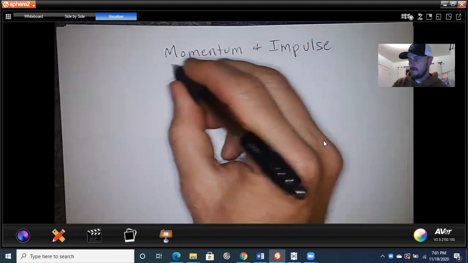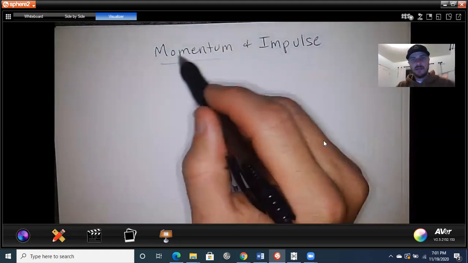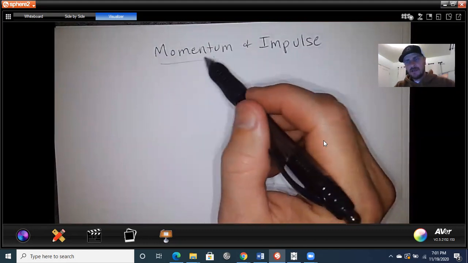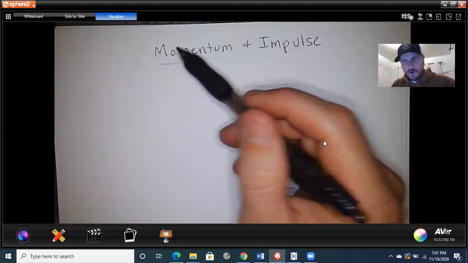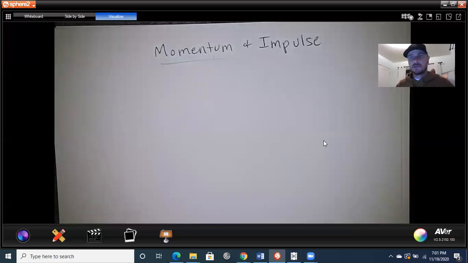And this idea of momentum is such a fundamental idea in physics, and you might already have some understanding of what this is. When you think about momentum, you hear terms like, hey, that team's got a lot of momentum. I hope they can keep it up into fourth quarter. Or you might hear about something moving, and they say, hey, it's got a lot of momentum.